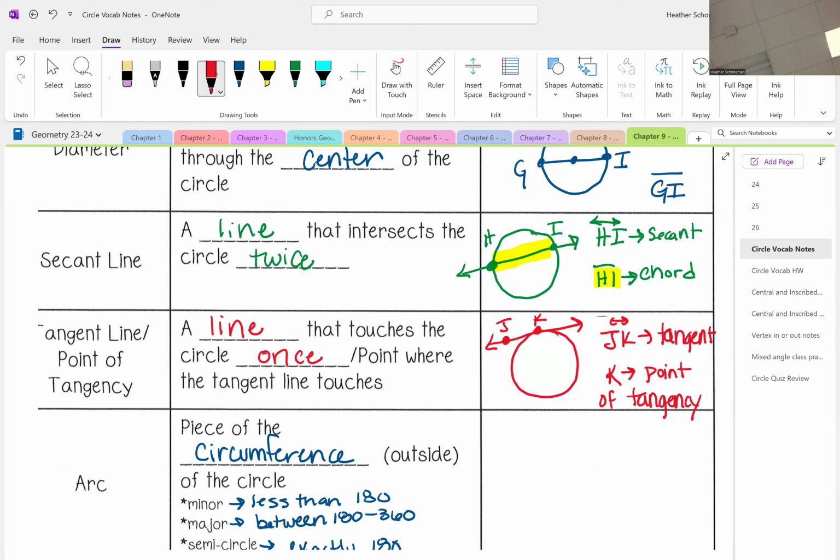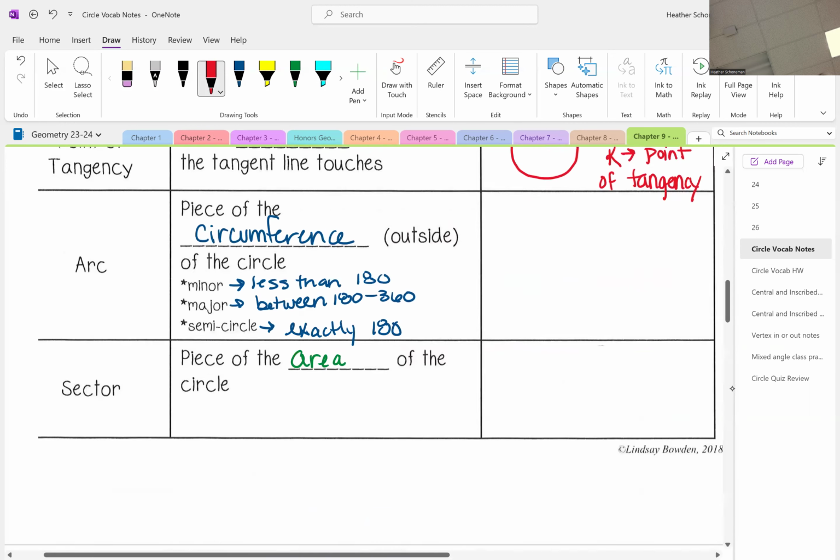Now, you're not really going to have to define the point of tangency, but a problem later on might say, at the point of tangency, blah, blah, blah. So you have to know where that is so you know what they're talking about. That's why we have it.